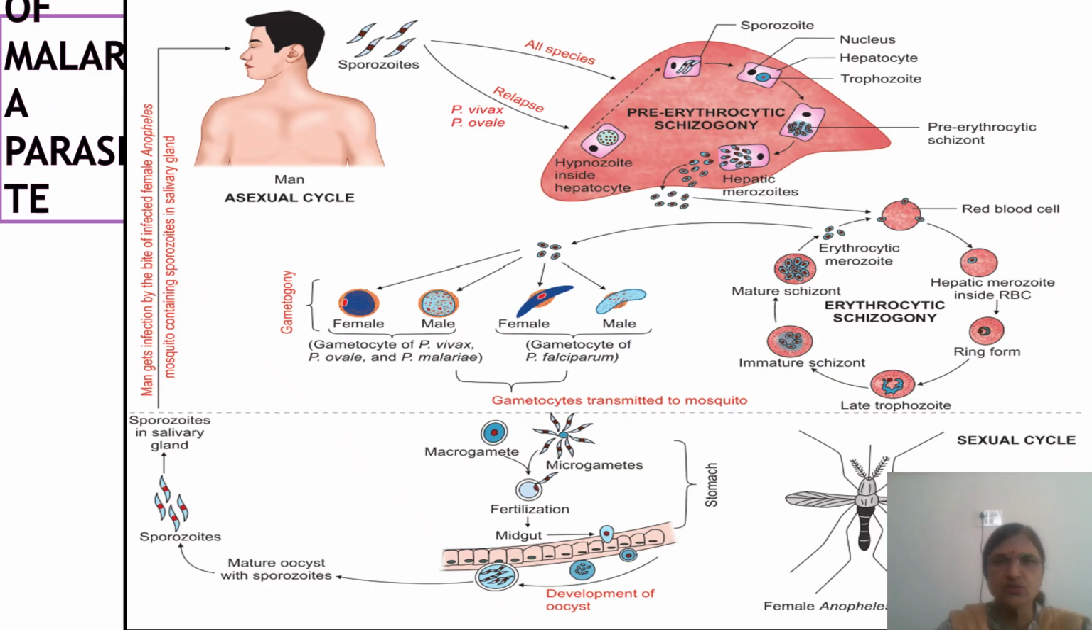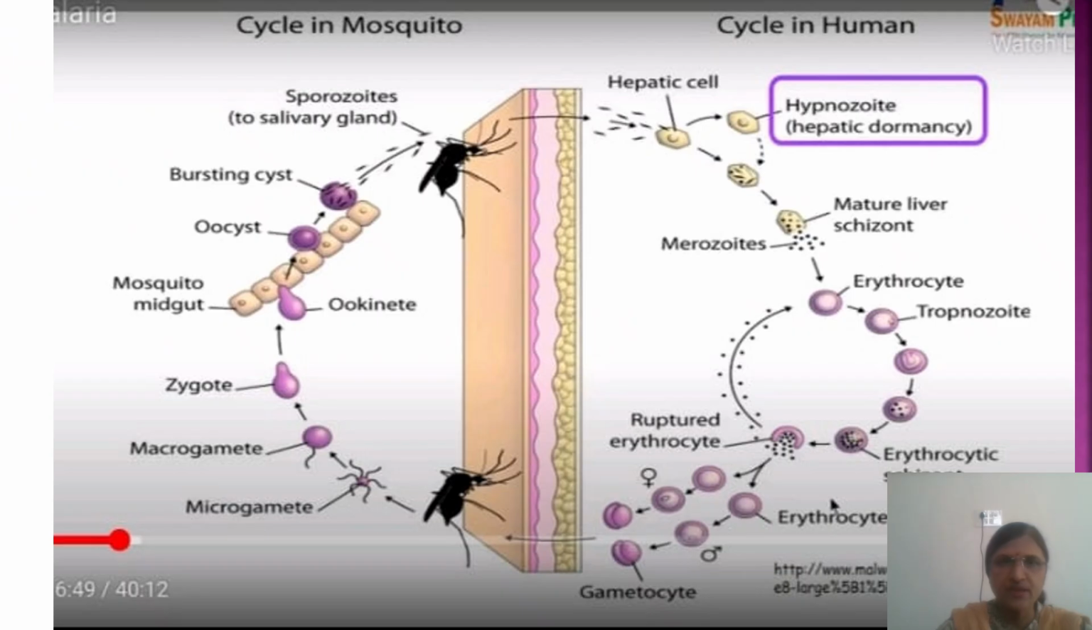So this picture is showing you the life cycle of malaria. Here two phases are there, one asexual phase in man and then the sexual phase in mosquito. In man there are mainly two stages, that is pre-erythrocytic schizogony and erythrocytic schizogony, and in vivax and ovale you can see exoerythrocytic schizogony. In the mosquito, it is gametogony and then sporogony. So we will see it in detail. In this picture, we will see the two cycles in man and mosquito in detail.